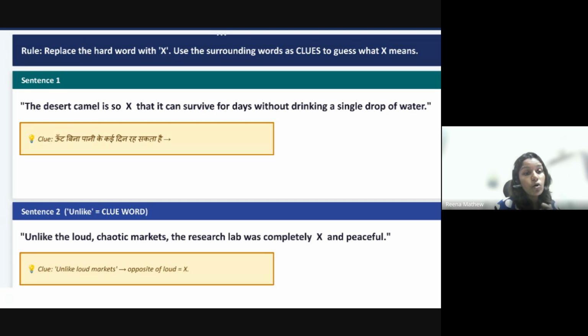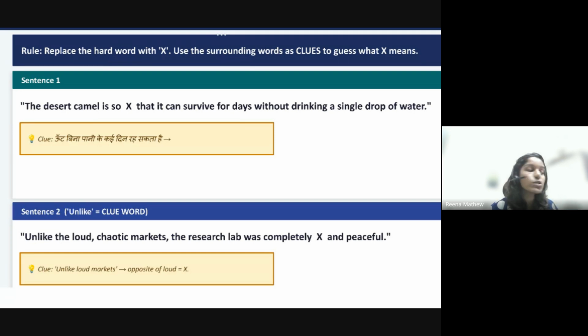The camel is so, you can say the camel is so strong that it can survive, right? Or you can also add a synonym for strong. You can say the camel is very resilient.